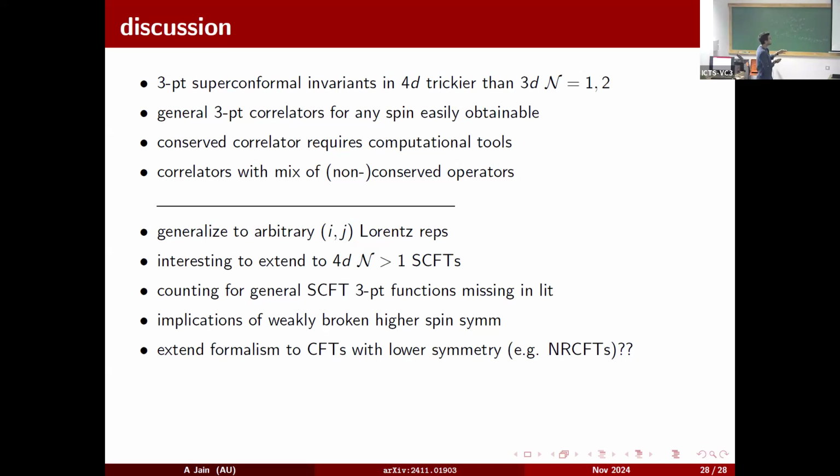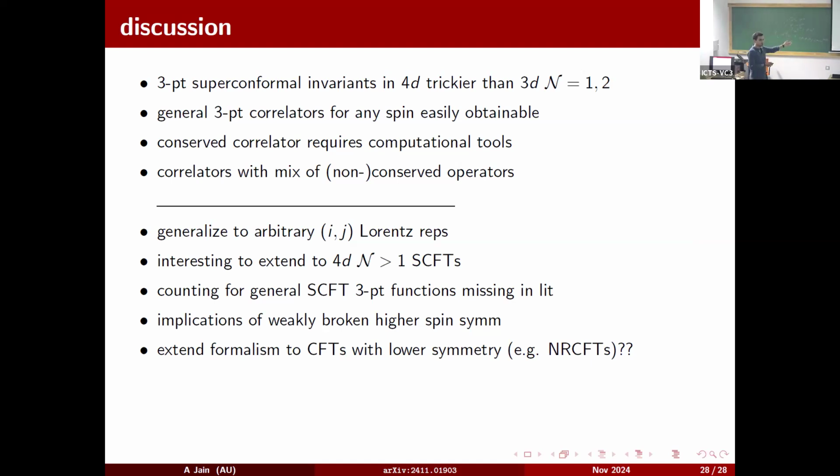So (j, 0) or (0, j) representations as well. It would also be interesting to extend this to extended SCFTs in 4D, and a general counting for SCFT 3-point functions or superconformal correlators is still missing in the literature. The counting is there for conserved supercurrent correlators, but not for a general superfield 3-point correlator. And one could also look at implications of weakly broken higher spin symmetry.